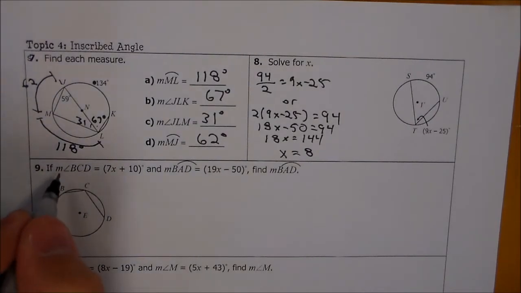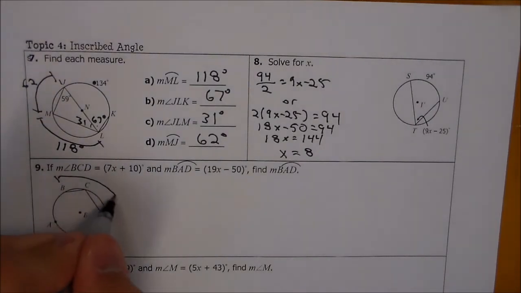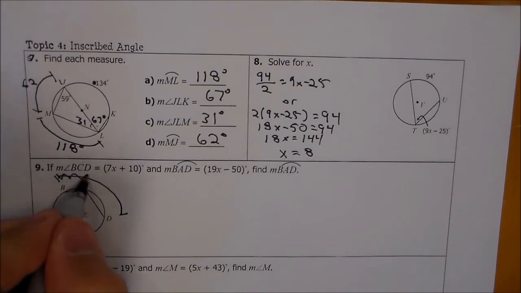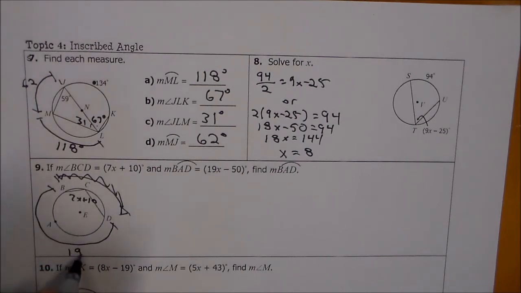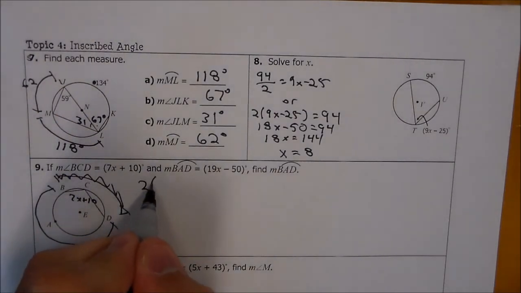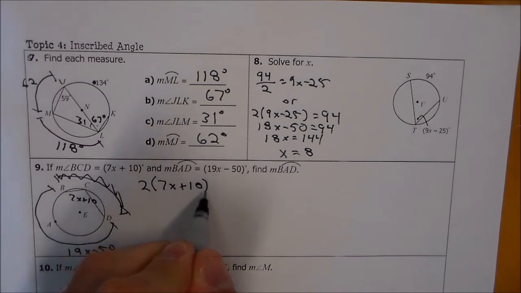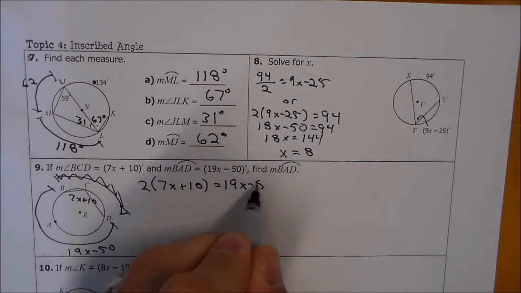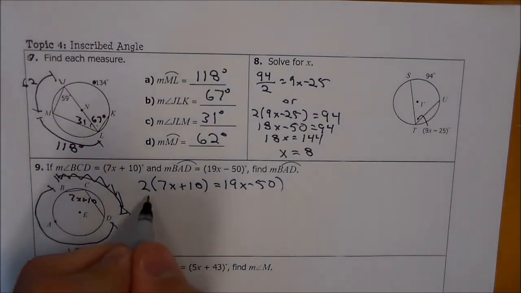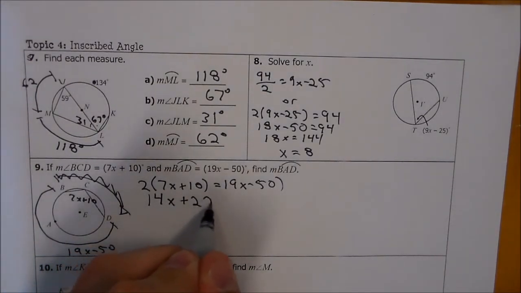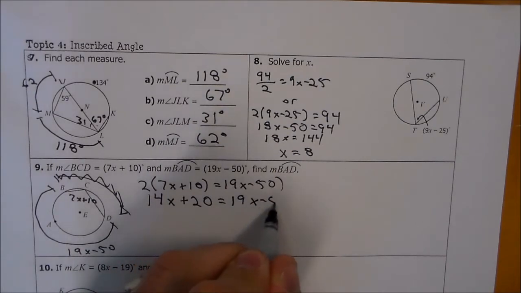And number 9, angle BCD, oh, it's an angle, not the arc, is 7x plus 10. Arc BAD is 19x minus 50. So the same thing as before. We want to find that arc. So I'm going to go 2 times 7x plus 10 is equal to 19x minus 50. I'm not going to take half of this because I don't want to take half of 19. I'd rather double something. So we got 14x plus 20 equals 19x minus 50.